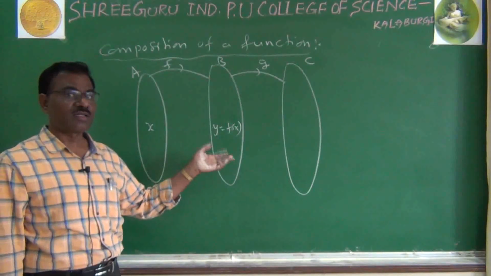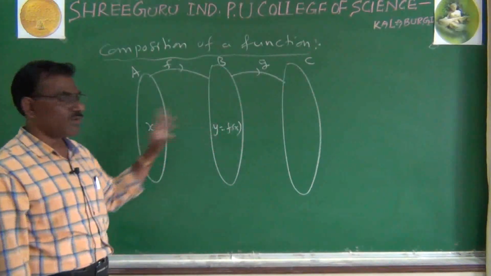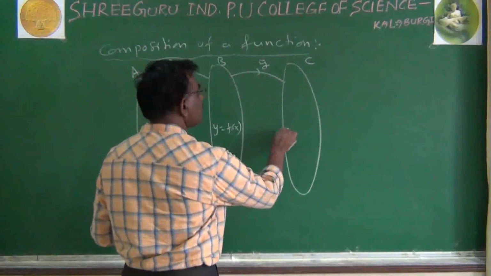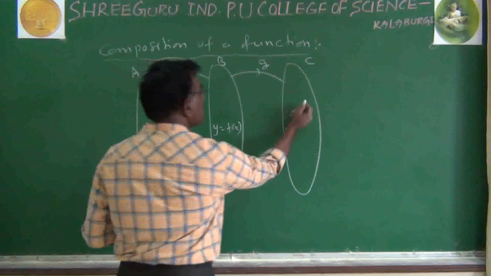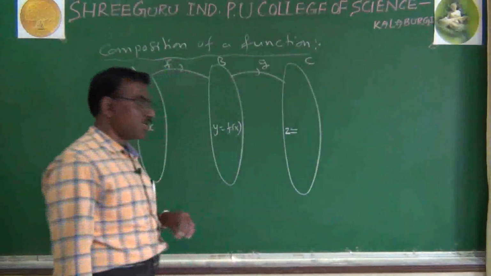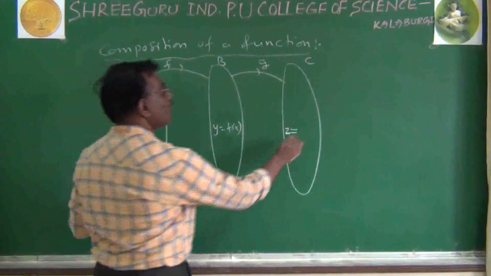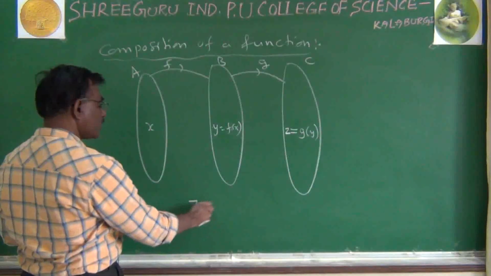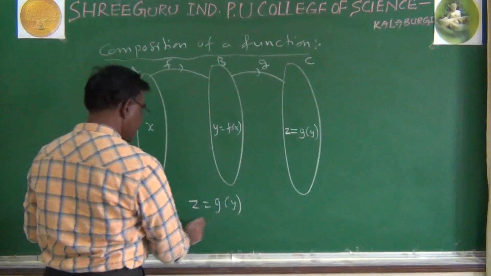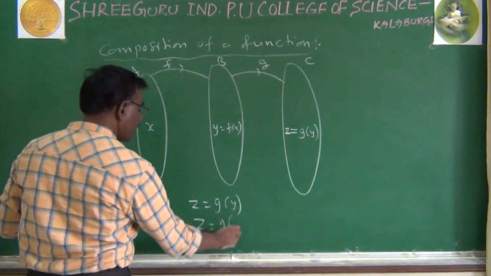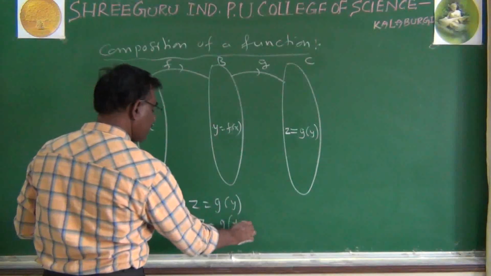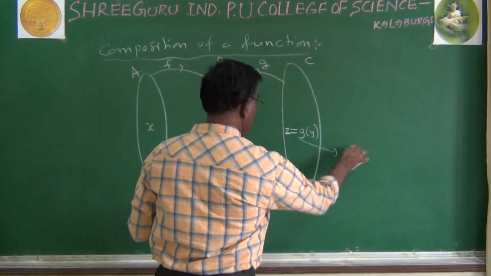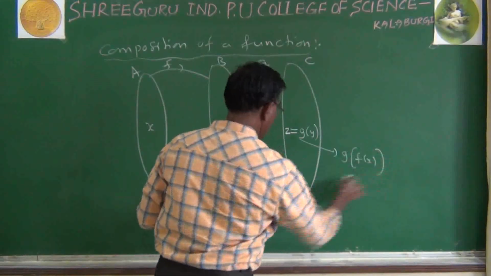I am taking y. Next, z I am taking. So y is f of x. Even y is also a function of x. Next symbol z I am taking, z value. This is z equal to g of y. Okay? z equal to g of y. What is y? Yes, f of x. So this is g of f of x.